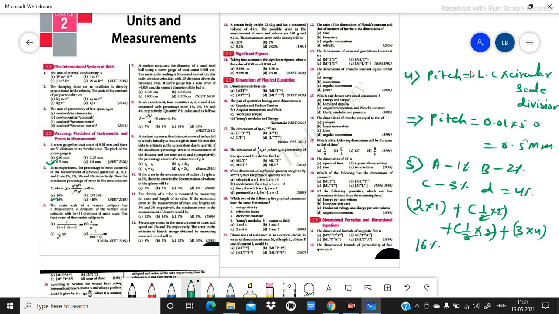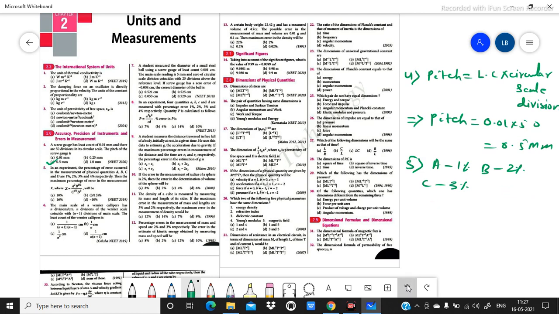Then this question is from the slide caliper. In your practical you have to study about slide calipers and screw gauge. So you can expect questions from slide calipers and screw gauge, but basically the frequency is very less.